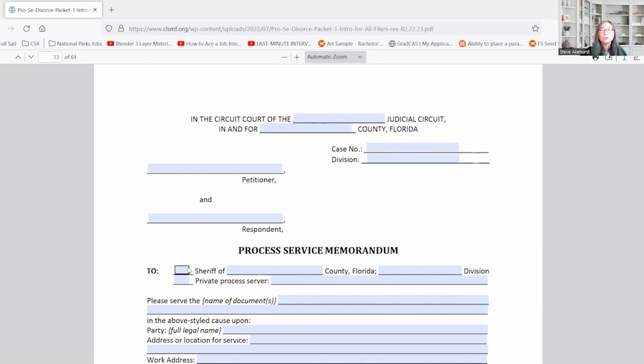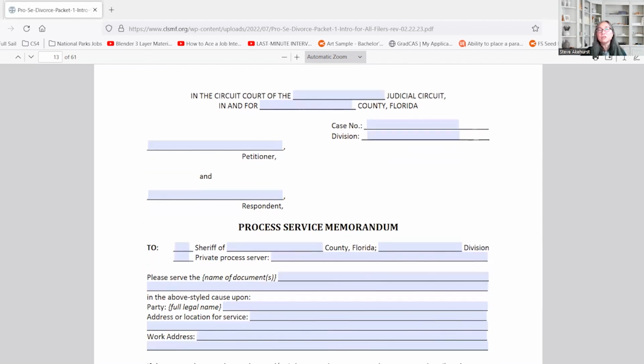And then you're going to do 2, the sheriff of the county where your spouse lives. So you have to know which county they're residing in. If they're in Orange, Seminole, Lake, Osceola, you have to know the county. And then which division is civil division. So the service for divorce is civil. And if you hire a private process server, you'll write their name there.